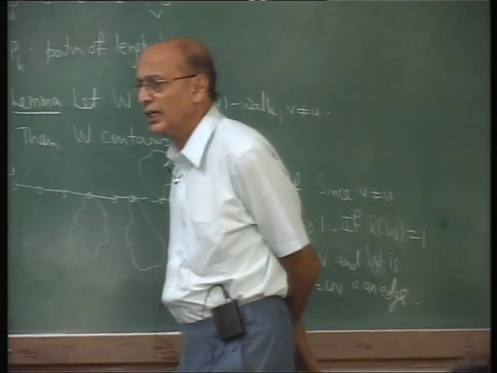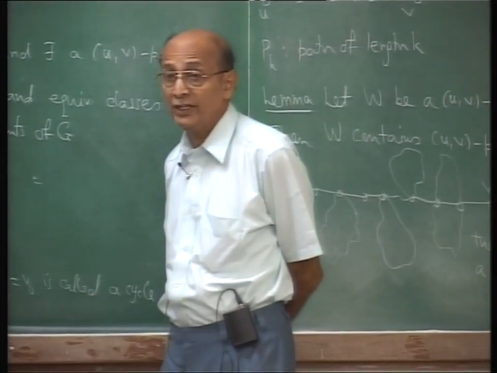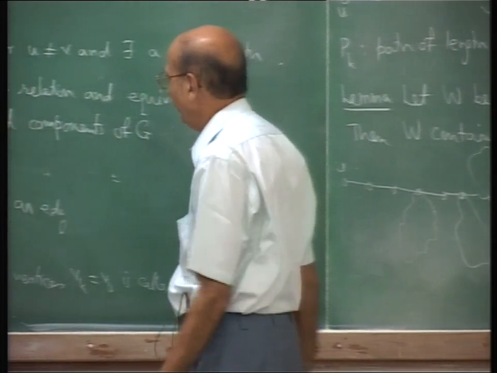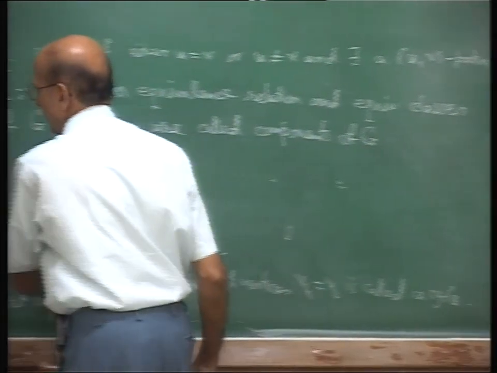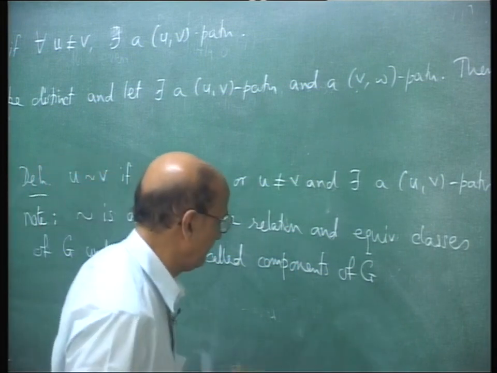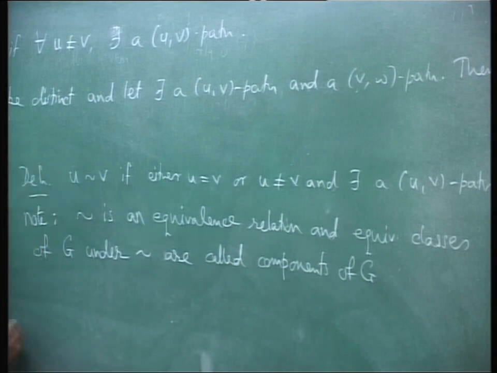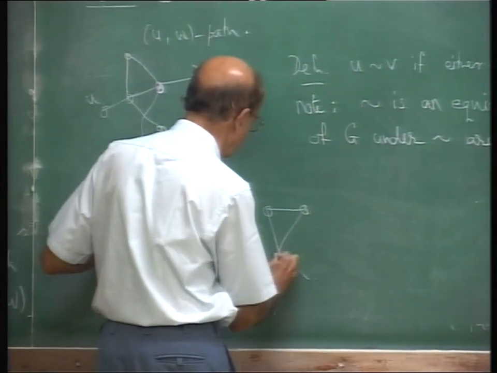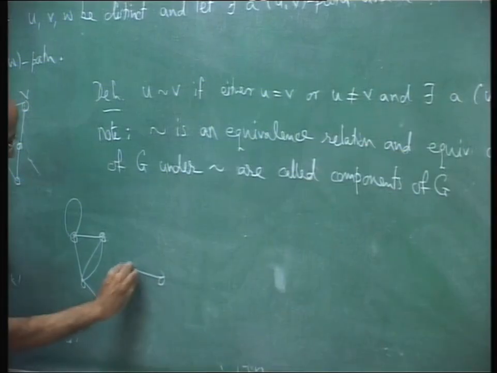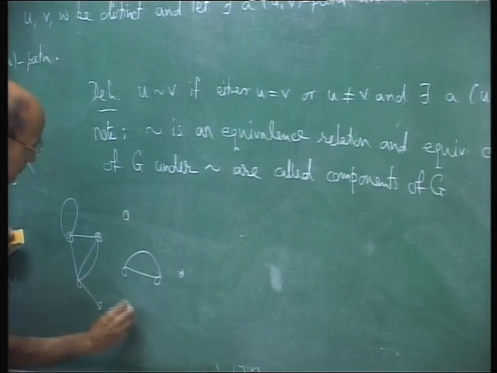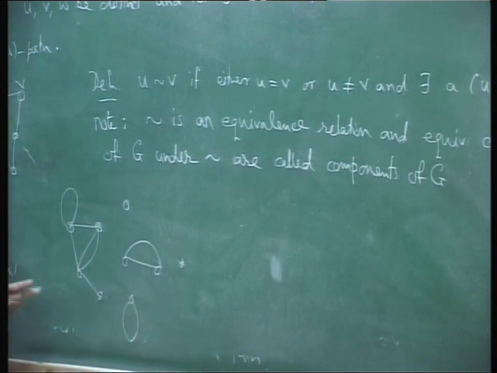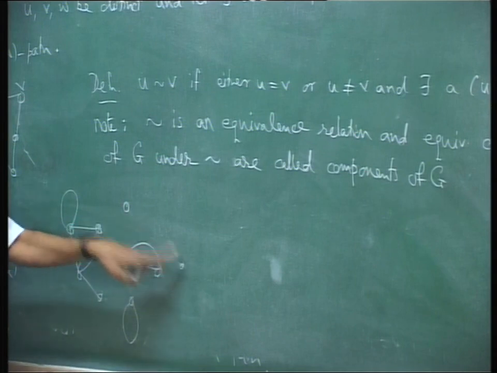So any two components are either the same or they have no vertex in common. They have absolutely no vertex, nothing in common at all. How many components are there? Five components.